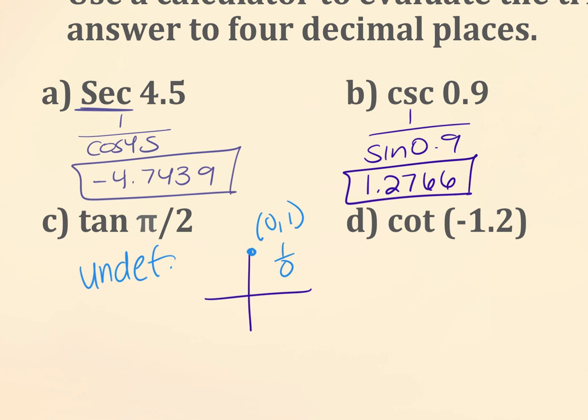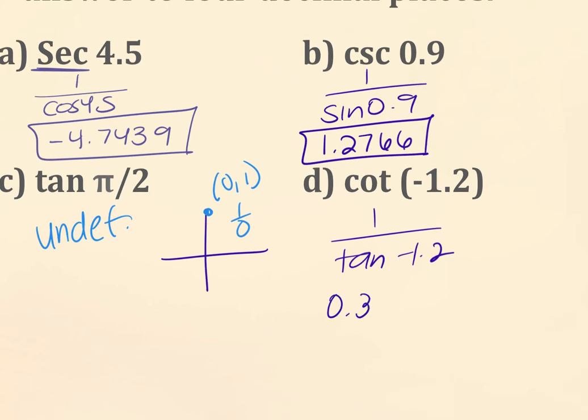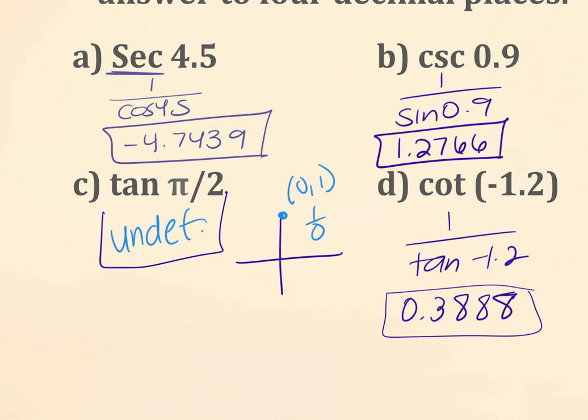And then cotangent would be 1 over tan of negative 1.2, and I get 0.3888 would be the answer. You don't get a negative? Oh, negative. I don't know if I said it or not, but negative, yeah. Negative 0.3888.